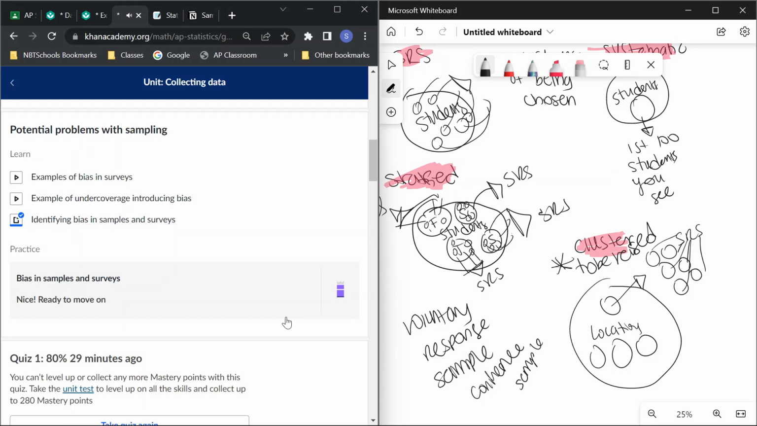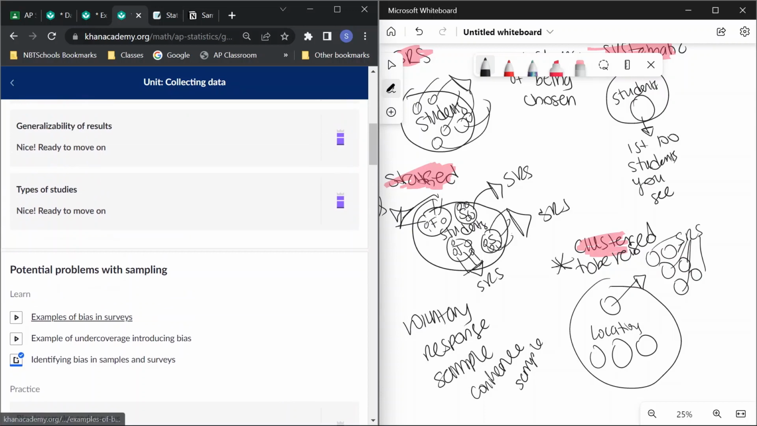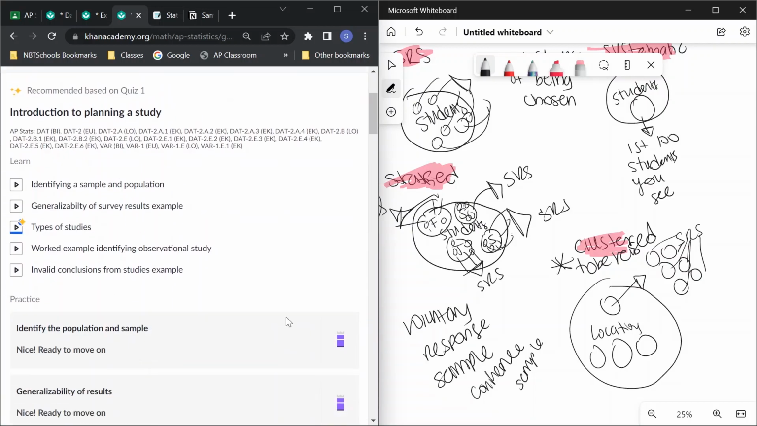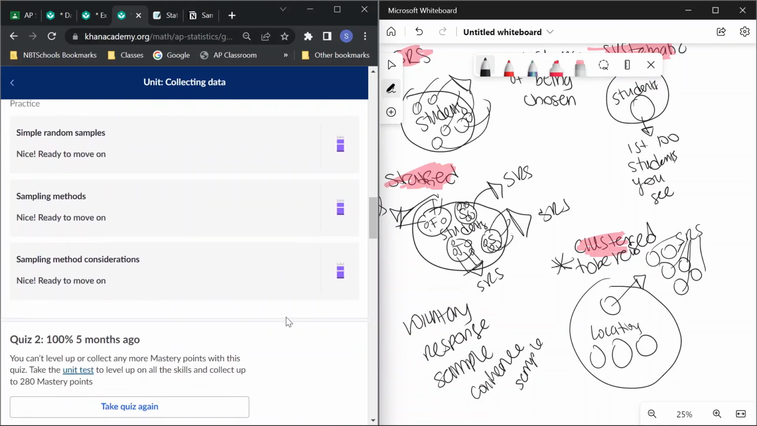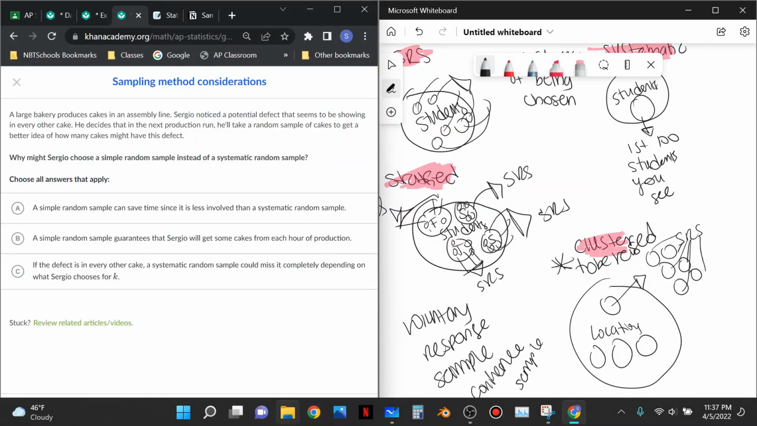Okay, thank God. Can we sleep now? No, you are not sleeping. Oh, did I do this? Types of studies. Oh, sampling method considerations. What time is it? Okay.